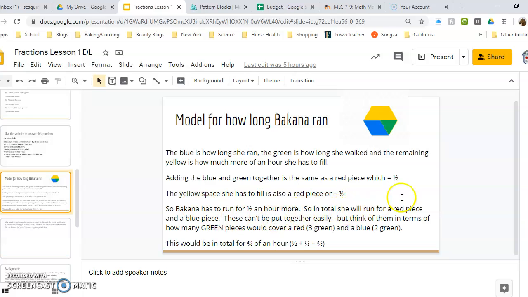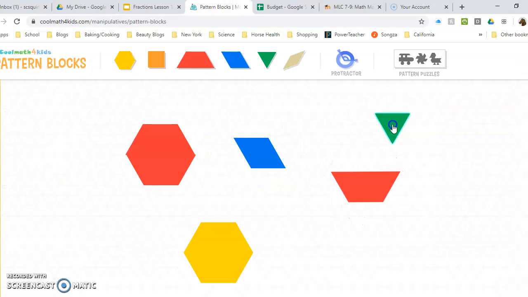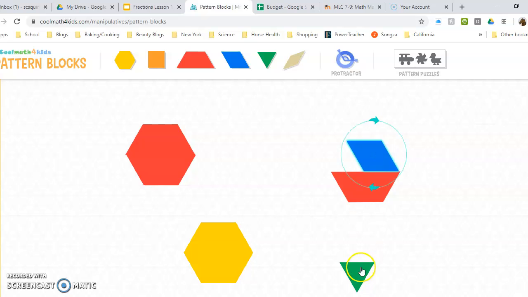So in total, she would run for a red piece and a blue piece. A red piece is a half, a blue piece is a third. Since these can't be put together easily, since a red piece and a blue piece kind of look like this, we can think instead of how many of these green pieces can fit in. So that would be 1. I can put another one there, that's 2.